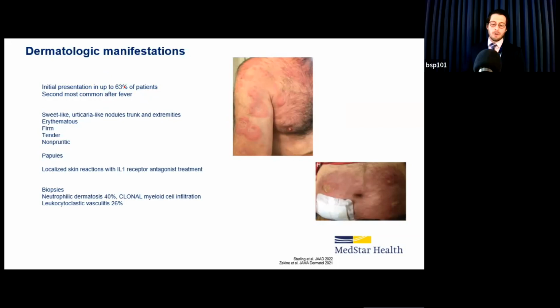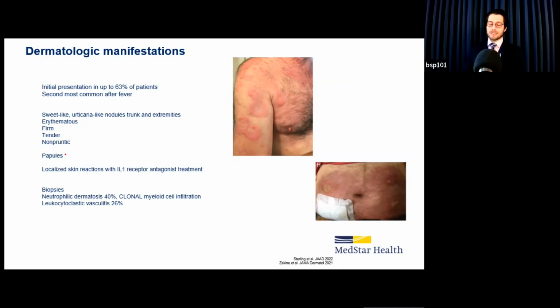And it's very variable. Here are some images, but if you look online, there are going to be hundreds of pictures with different types of rashes, but it's usually described as a sweet-like type of rash or urticaria-like nodules that mainly involve the trunk and the extremities. It's always erythematous, can be firm, tender, usually very tender, but non-pruritic. So that's very important. When patients receive treatment, the pain and the rash resolve very rapidly.